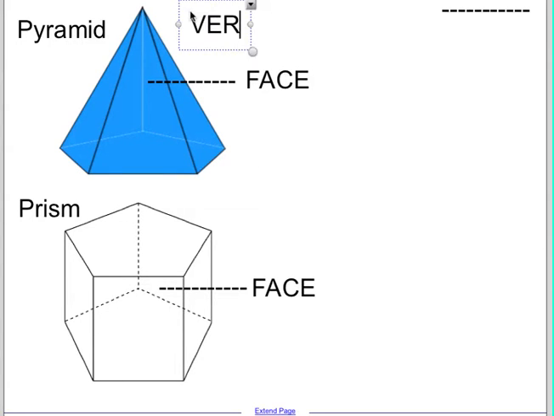Another feature is a vertex. Okay, I'm doing a video. Leave. Okay, bye. All right. So that was my son.